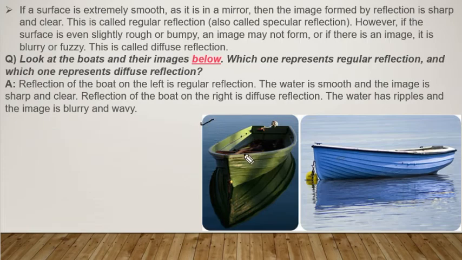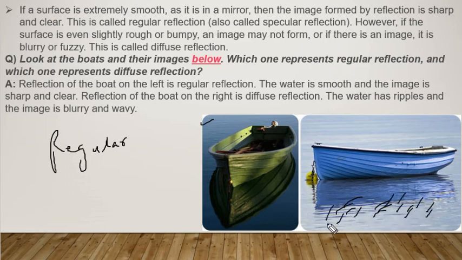Let's have a look at this image. Here the water surface is perfectly smooth because the water is not in a disturbed state. For this reason, the reflection taking place here is regular reflection. While in this case, the surface of the water is disturbed. For this reason, it is not perfectly smooth and the reflection taking place here is diffuse reflection. For this reason, the image being formed here is blurry.